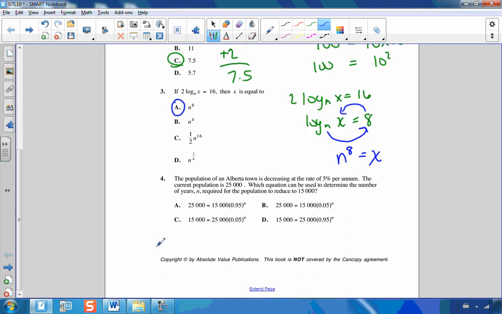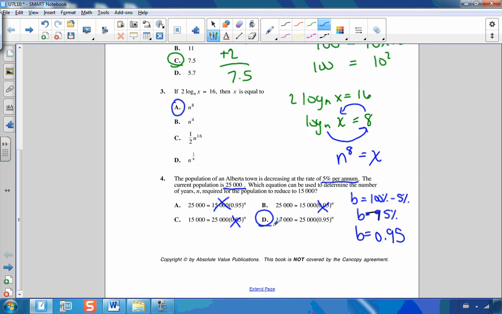Okay, number 4. The population of an Alberta town is decreasing at a rate of 5% per annum. So I know my base is going to be less than 1 because it's decreasing. So it's going to be 100%, which is all, minus the 5% that it's losing. That means it will be 95%, so the base is going to be 0.95. So I can knock off this and this as possible answers. Okay, the current population is 2,500, so that's your a value. So I can knock this off as an answer, so it has to be D.